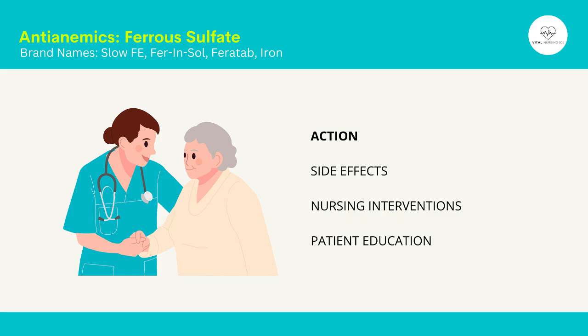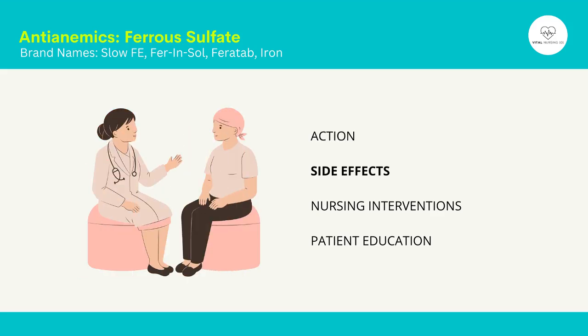Ferrous sulfate. Ferrous sulfate is used to treat iron deficiency. This drug specifically functions by supplying elemental iron, which is necessary for the synthesis of hemoglobin. Side effects are the following.